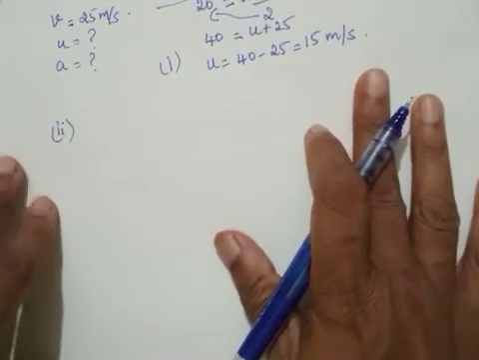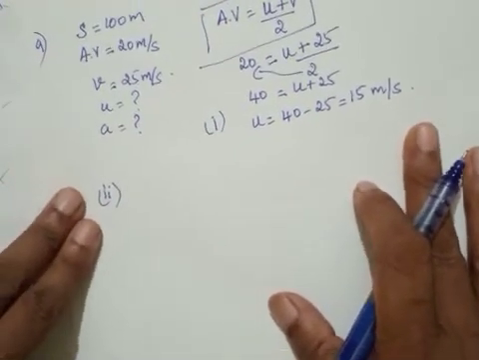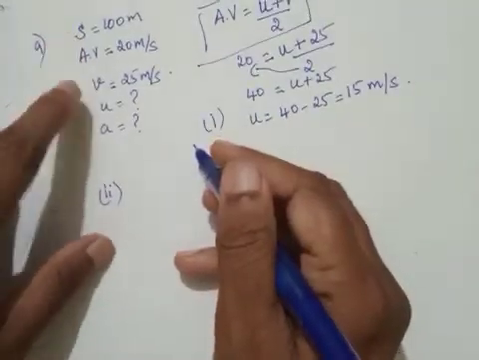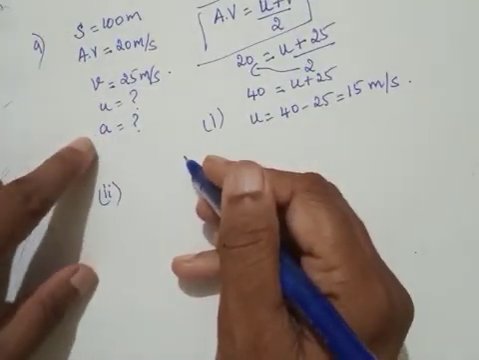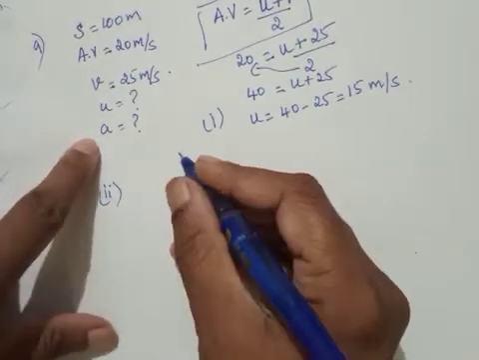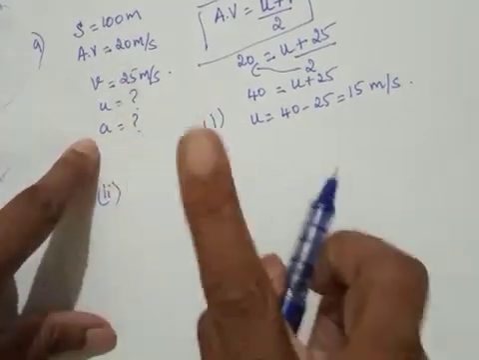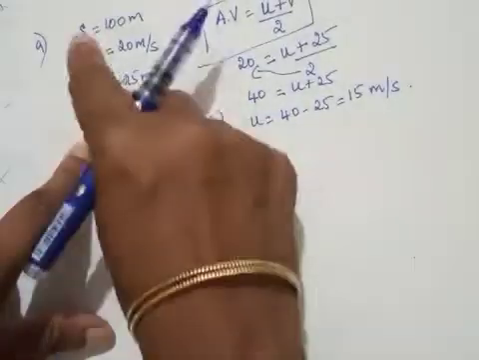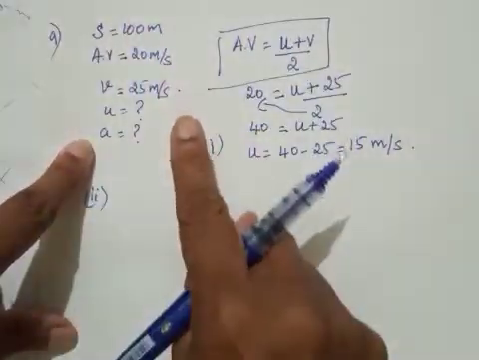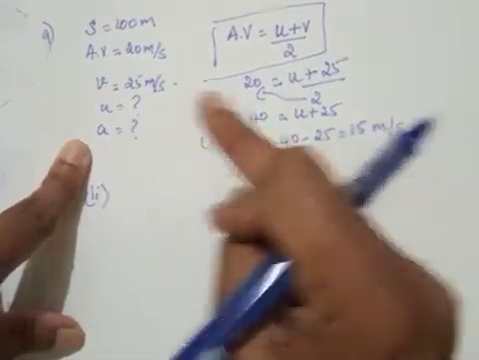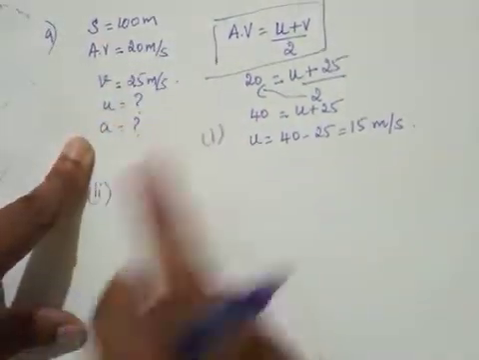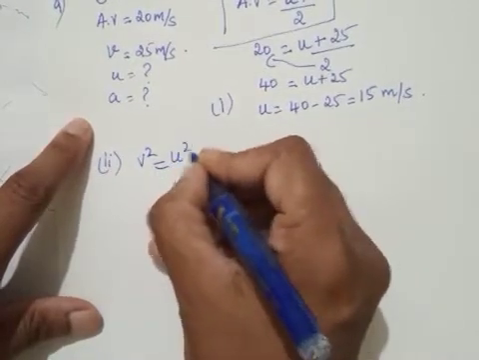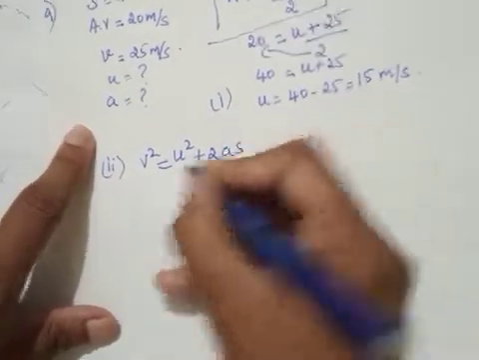Now the second part, you were asked to find the acceleration. Now you know S, you know V, you know U. You have to find acceleration. You don't know time, so don't take the second equation. Take the third equation. Second and third equations have the S term, but you have to choose which to use. Because time is not here, don't choose the second, choose the third one. V square is equal to U square plus 2AS.